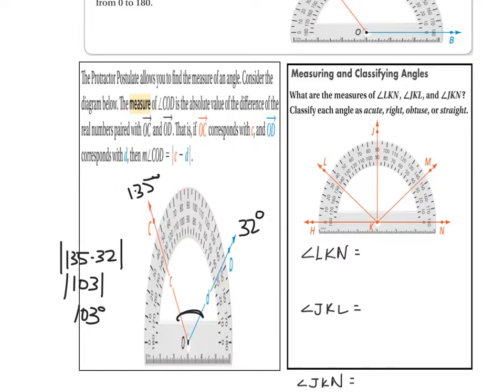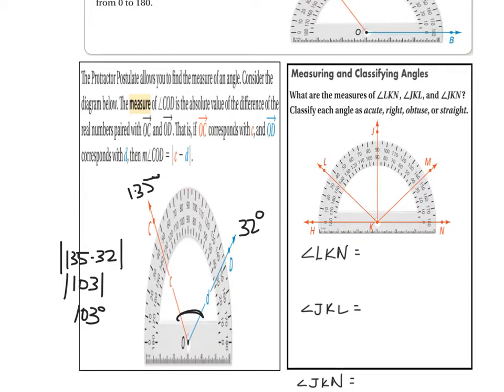So it says, what are the measures of angle LKN, angle JKL, and angle JKN? And then it wants you to classify each as acute, right, obtuse, or straight. So let's look at LKN. If you remember, the middle letter is the vertex. So I'm going to follow this through, kind of give you an idea where this is going to go.